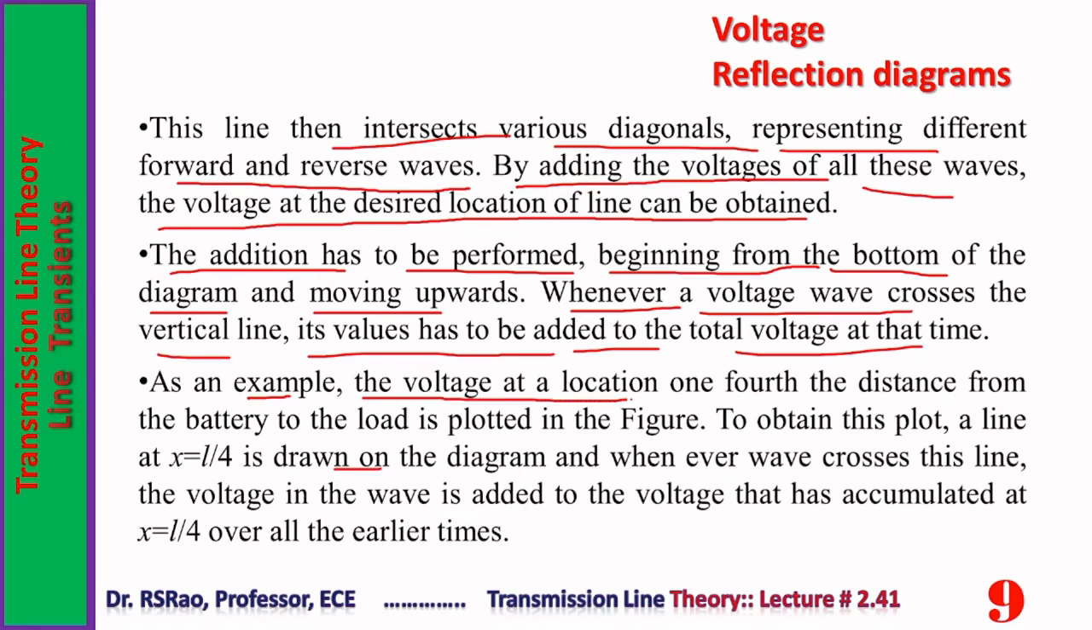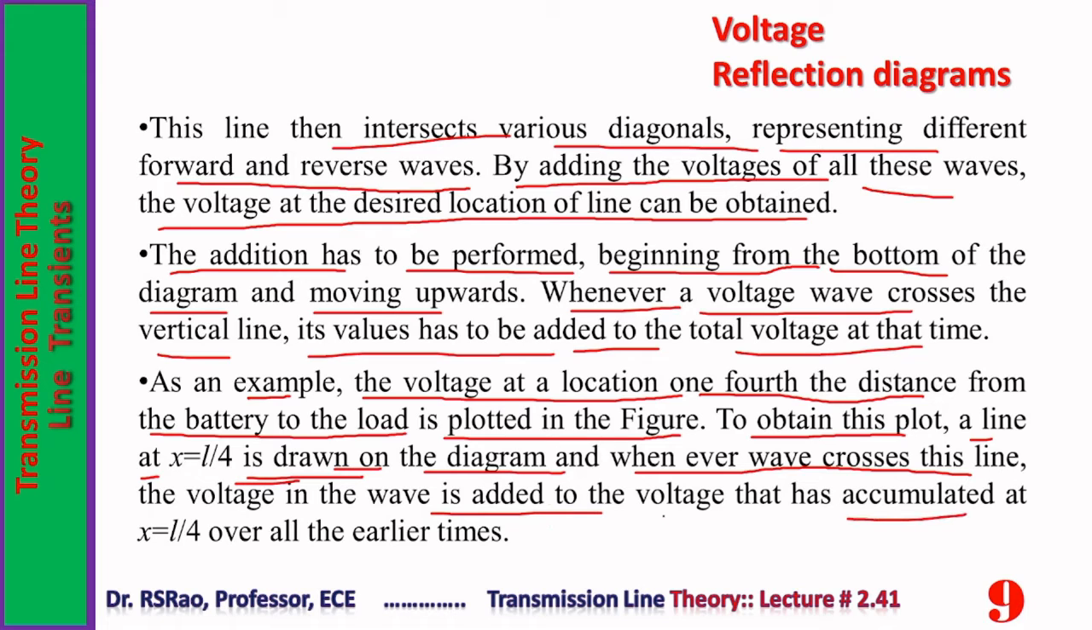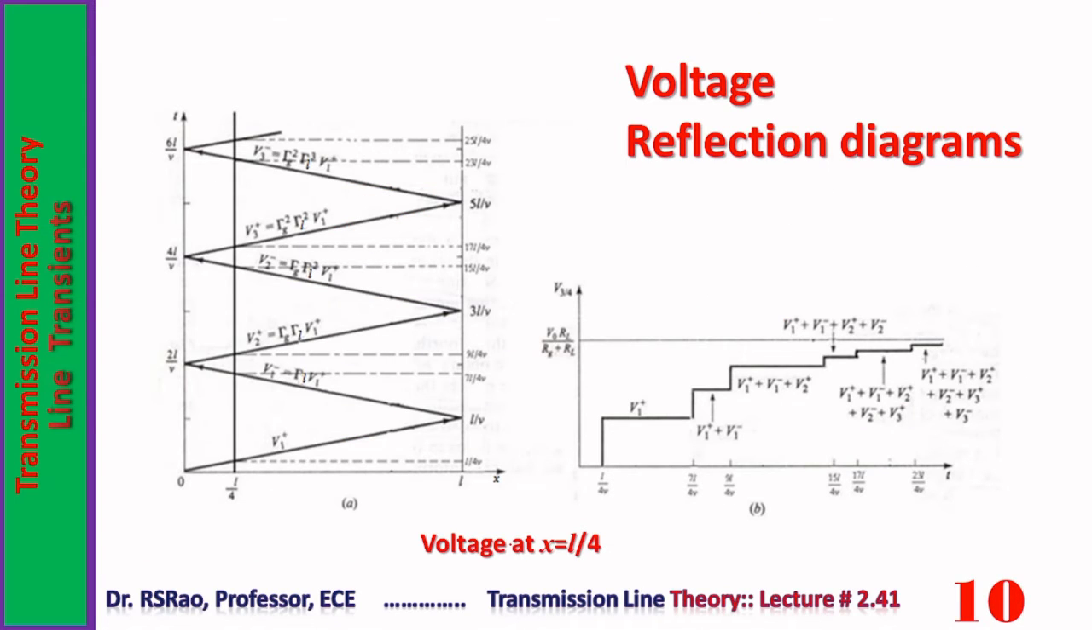The voltage at a location 1/4 the distance from the battery to the load is plotted in the figure, which is going to be shown in the next slide. To obtain this plot, a line at x equal to L by 4 is drawn on the diagram, and whenever a wave crosses this line, the voltage in the wave is added to the voltage that has accumulated at x equal to L by 4 over all the earlier times. This is the voltage reflection diagram.